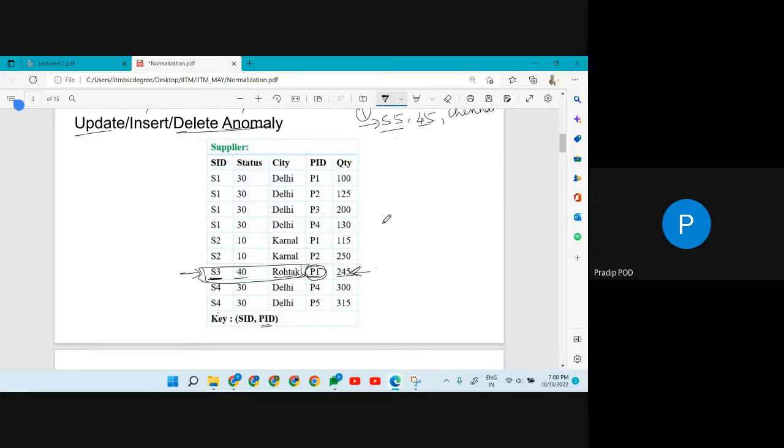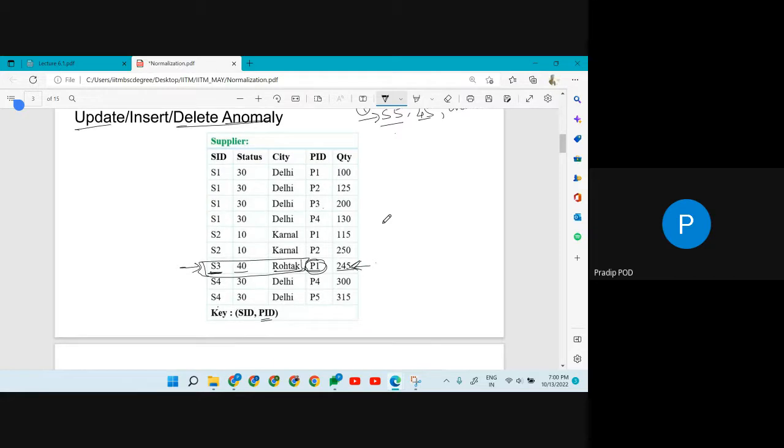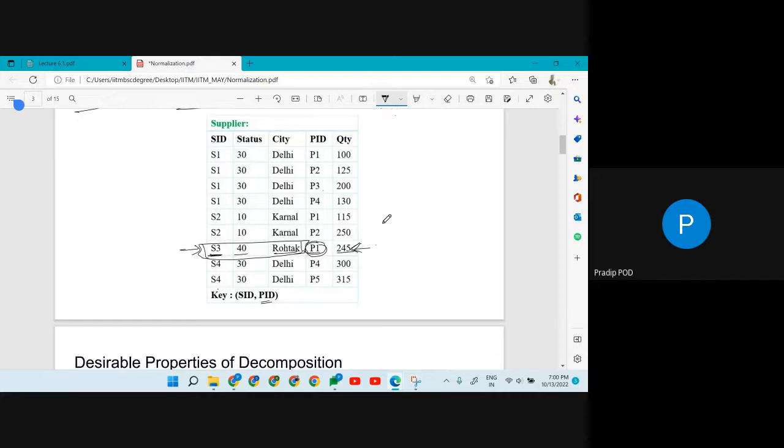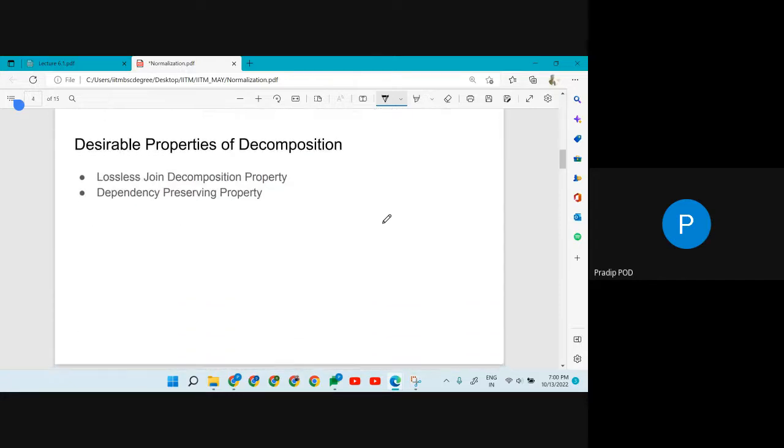Clear? Anyone have any doubt about this part? No. So we can proceed to the next one.